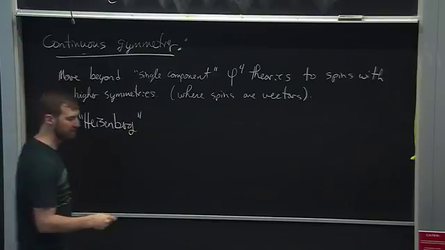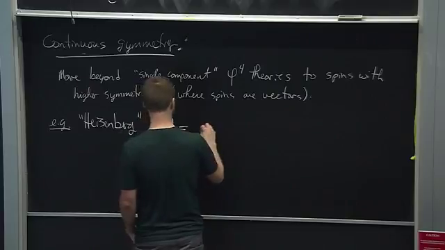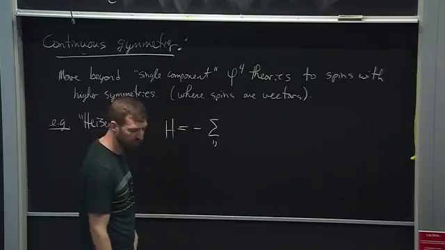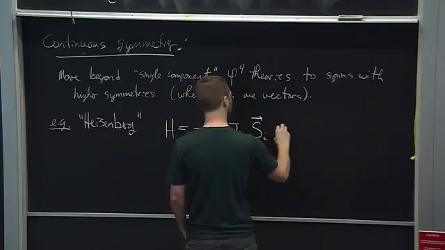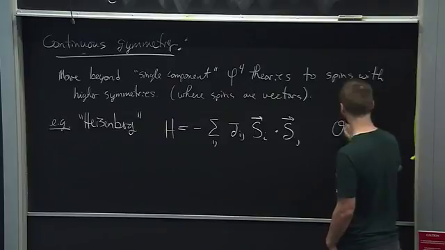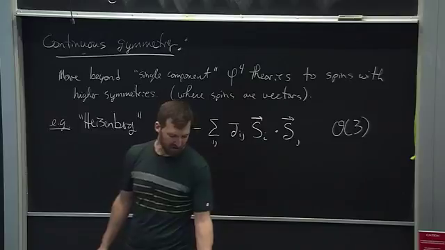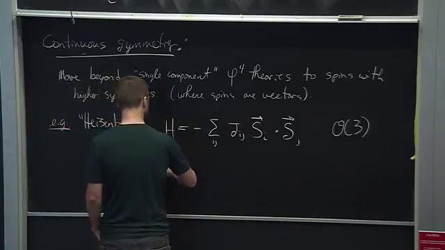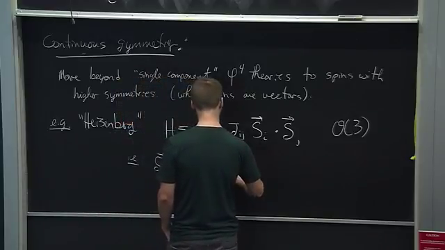A Heisenberg magnet would be something that I would just write as this. I guess I'll do it in general: J_ij S_i dot S_j, right? So that'd be an O3, or a full three-dimensional space, a three-component vector. So S has Sx, Sy, Sz.